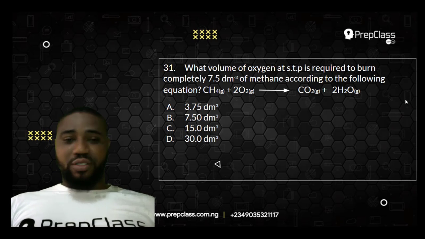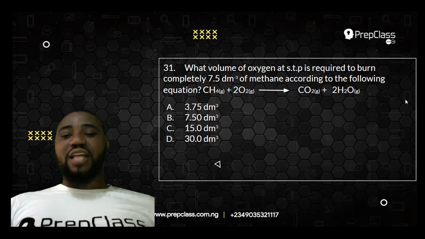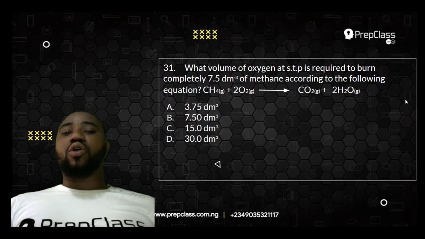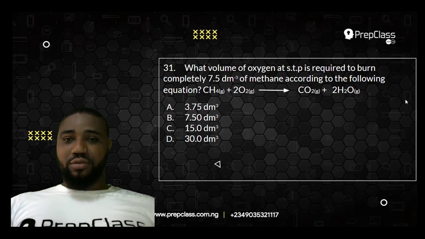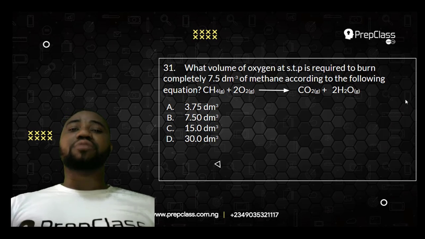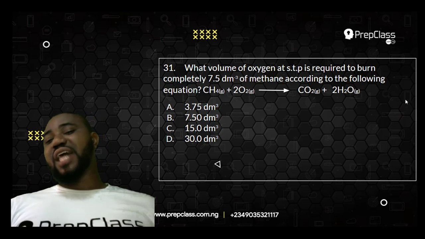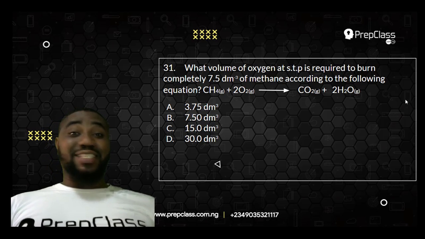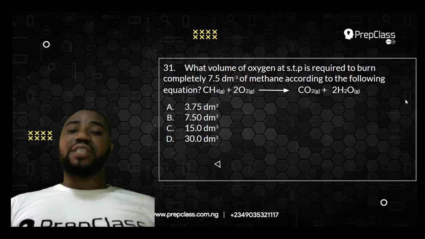Question number 31. What volume of oxygen at STP is required to burn completely 7.5 dm cube of methane according to the following equation? Now this is pure stoichiometry, mole concept. So they're asking you the volume of oxygen at STP, standard temperature and pressure, that is required to completely burn 7.5 dm cube of methane.